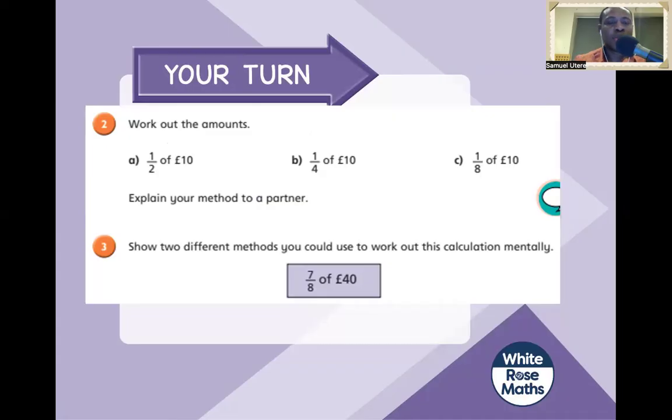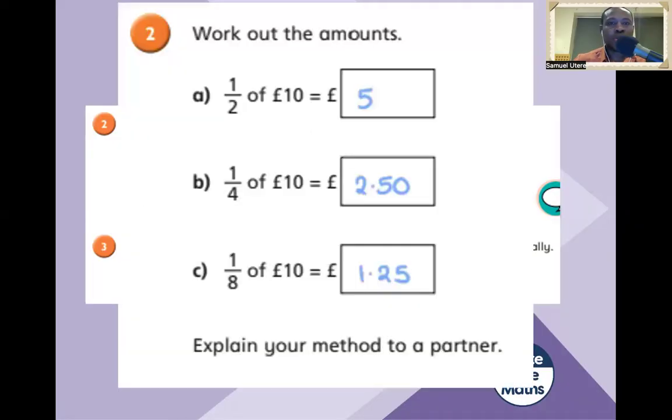Assuming you've paused the video and you've answered questions 2 and 3, here are the answers. Let's discuss them. For question 2, you were asked to work out the amounts. Half of 10 is to divide by 2, that's 5. Here you divide by 4. To divide by 4 means you halve and you halve again. So half of 10 is £5, and half of £5 is £2.50.